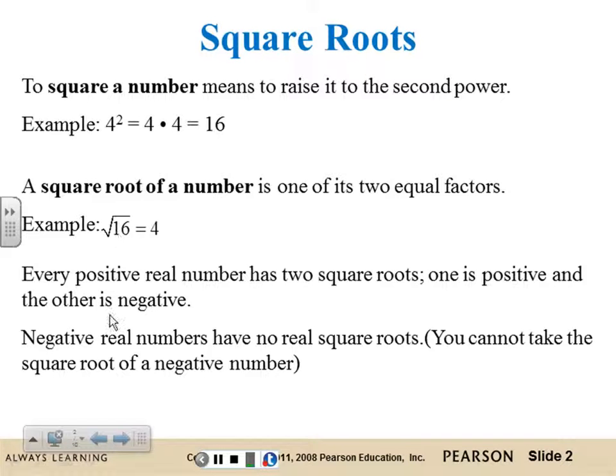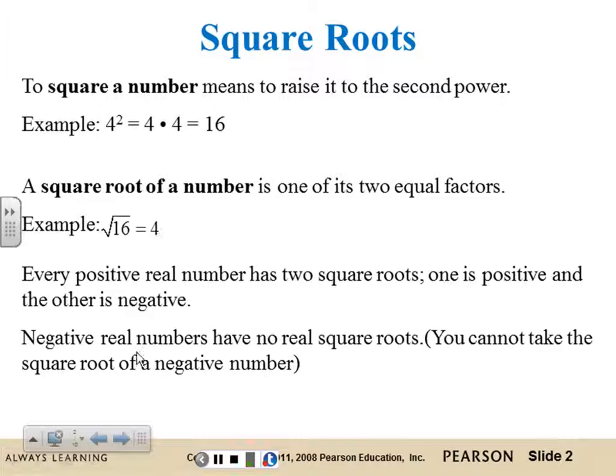Now, 2 very important things that we need to talk about. Every positive real number has 2 square roots. One is positive and the other is negative. So for example, the square root of 16 is going to be 4, but if you have to introduce a square root in order to solve an equation, you have to use a positive and a negative. So for example, 4 times 4 is 16, but negative 4 times negative 4 is also positive 16. So when solving equations, just keep that in mind.